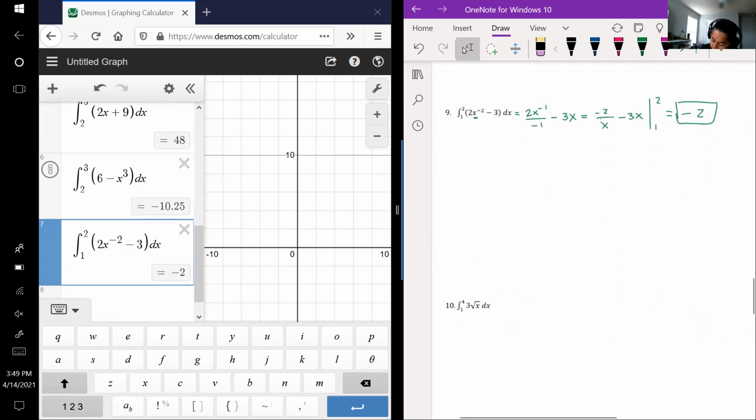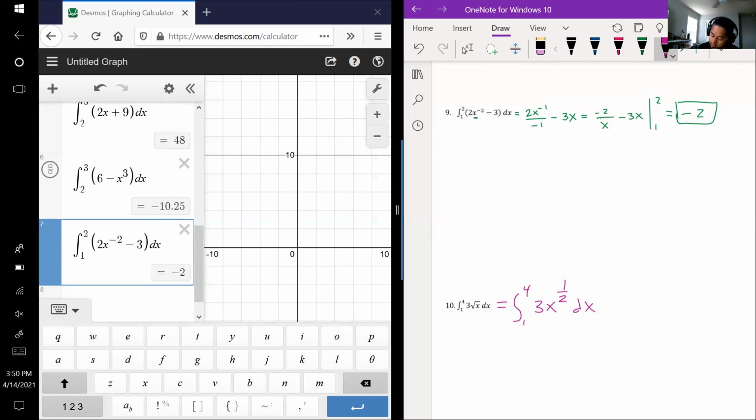The integral from 1 to 4 of 3 square root of x dx. So we're going to have to first rewrite this. I'll keep the 3 there. So I'll have 3 x to the 1/2 dx. So we change the square root into a 1/2.